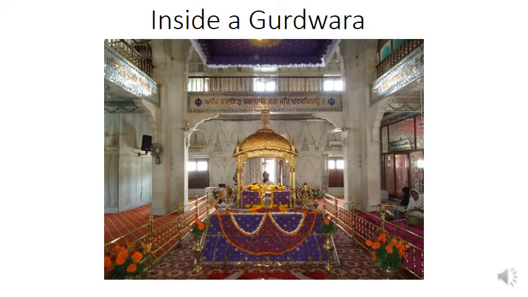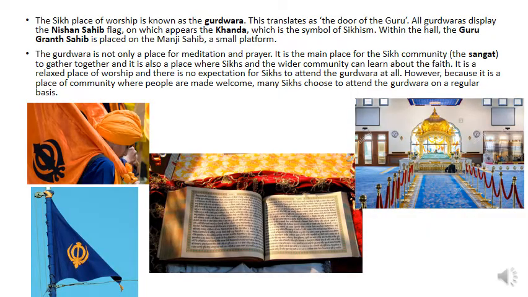Next, we're going to look inside a gurdwara. The Sikh place of worship is known as the gurdwara. This translates as the door of the Guru. All gurdwaras display the Nishan Sahib flag, which you can see two different pictures of on the left side, on which appears the Khanda, which is the symbol of Sikhism. Within the hall, the Guru Granth Sahib is placed on the Manji Sahib, a small platform. You can see a picture of the Guru Granth Sahib and the Manji Sahib platform there.